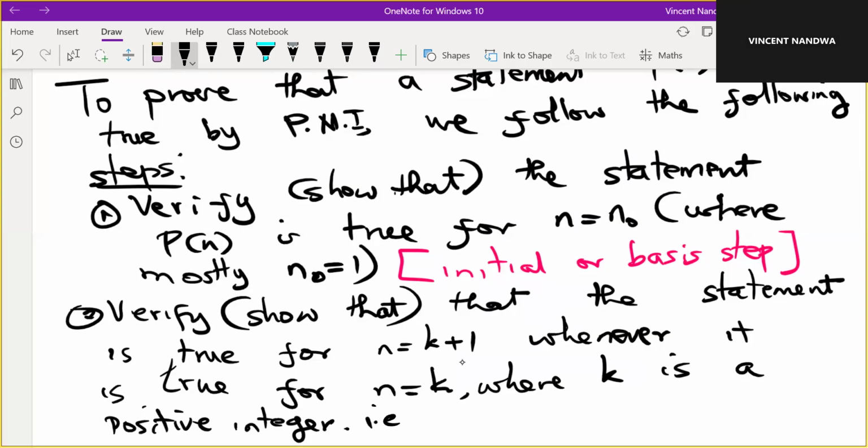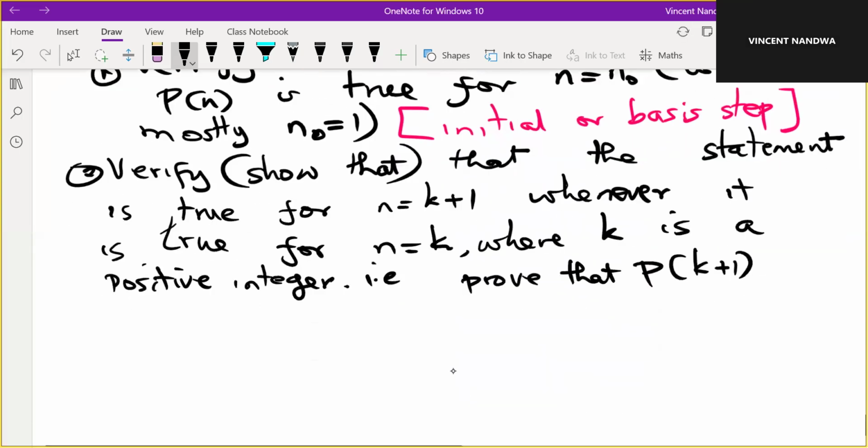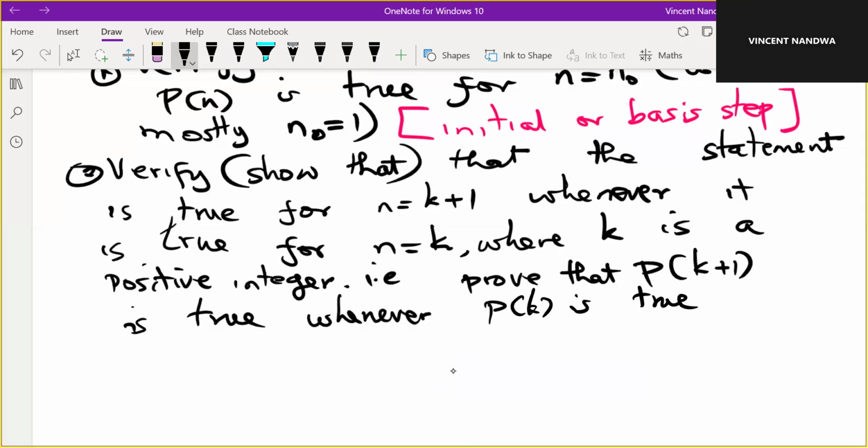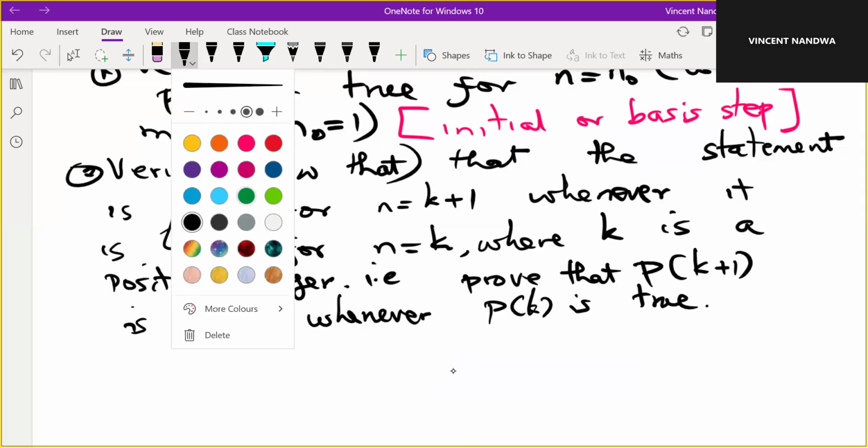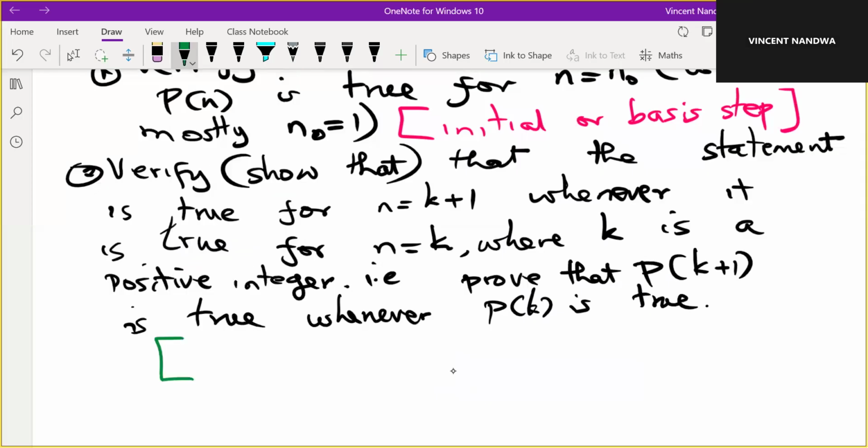I.e., this means prove that P of k plus 1 is true whenever P of k is true. We say that this step, all this combined, is called the inductive step, okay?